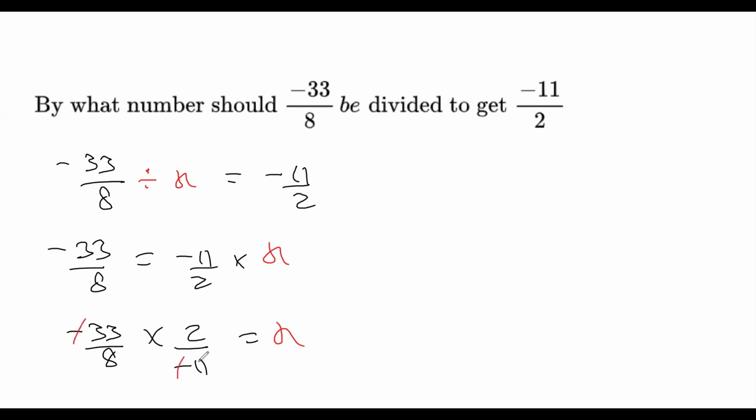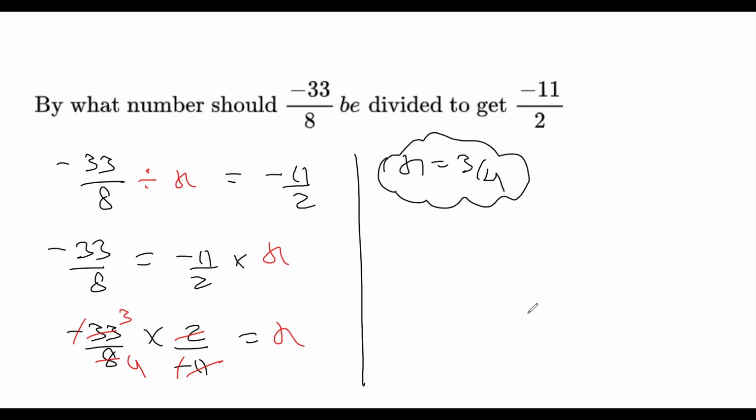Check here, this minus and these two minus get cancelled. This is 11, 1 times, 11, 3 times, 2, 1 times, and 2, 4 times. So what we are getting over here is x is equal to 3 over 4. So this will be the required number.